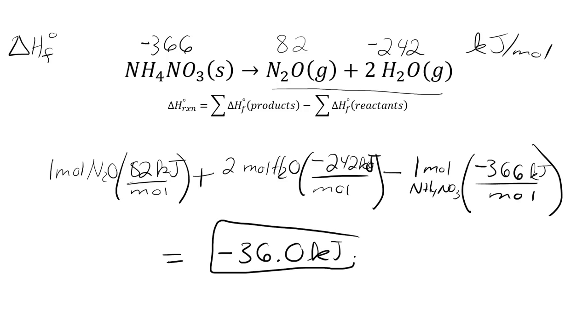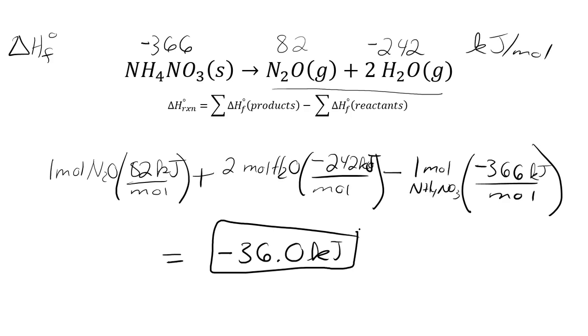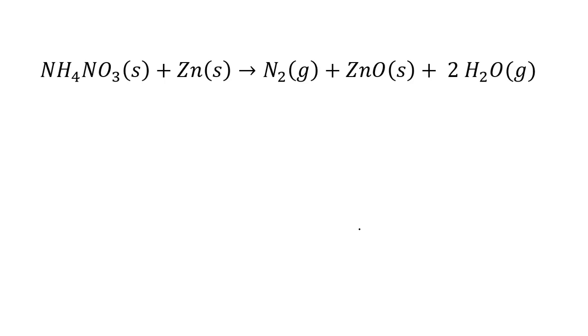So definitely exothermic, going to release energy, but is this a big number, small number? It's all relative. Okay, so some energy release, but what happens if we throw zinc in the mix? So same thing, same decomposition of ammonium nitrate, but as we're breaking it apart into smaller entities, we're doing so in the presence of zinc. Is that going to change the amount of energy that's released? Well, I'm glad you asked.